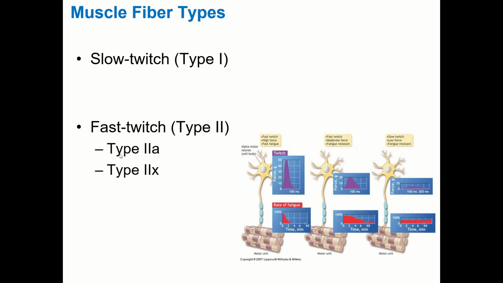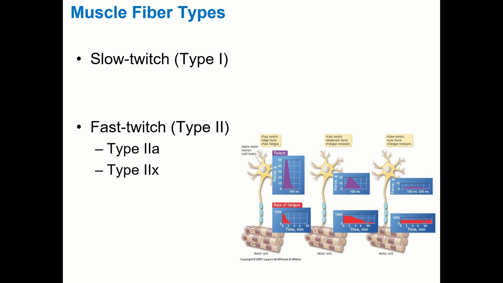All right, and then the type 2As are kind of an intermediate between the two. So they're not quite as big and strong as the type 2Xs, but they're also not quite as fatigue resistant as the type 1s. So again, they're kind of a middle ground. They have more capillaries than the 2Xs and more mitochondria than the 2Xs, but not as many capillaries and not as many mitochondria as the type 1 fibers. So some other differences: not only are the type 2Xs larger than what we see with the type 1s, but they also grow at nearly double the rate of your slow twitch fibers. So that's an important difference between them as well.